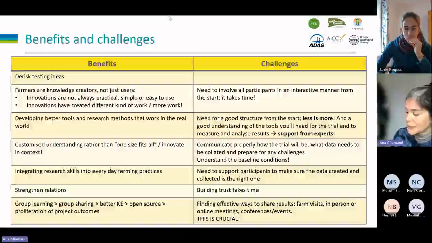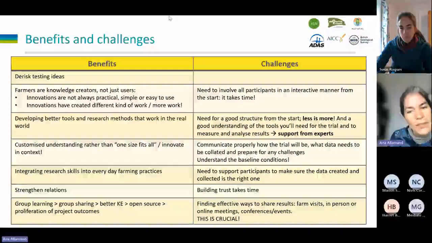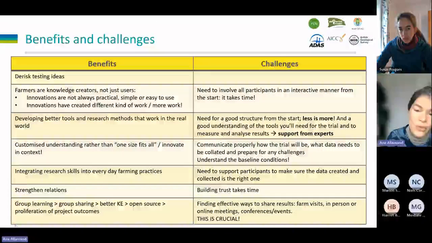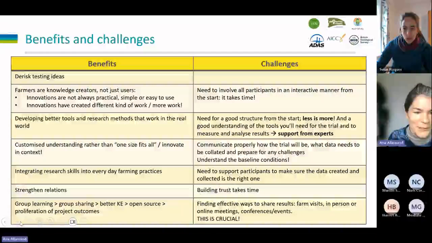Communication is also an issue, because you will have to be constantly communicating, which doesn't mean constantly calling people. It's just making sure that you're present throughout the whole process, that you support them in collecting the data. Building trust takes time, but also you have to find effective ways to share the results, and that is crucial. So it's very interesting and quite rewarding, but it's not without a certain amount of challenges.